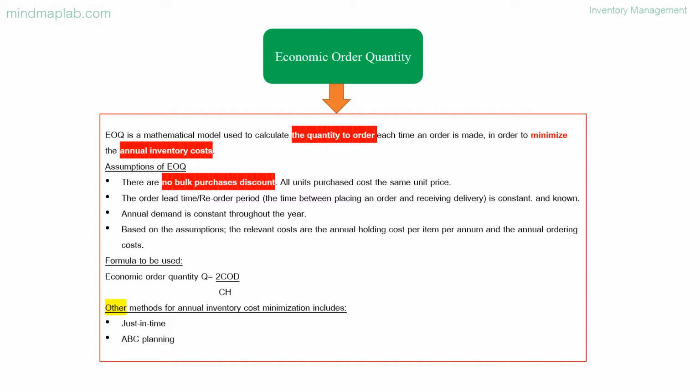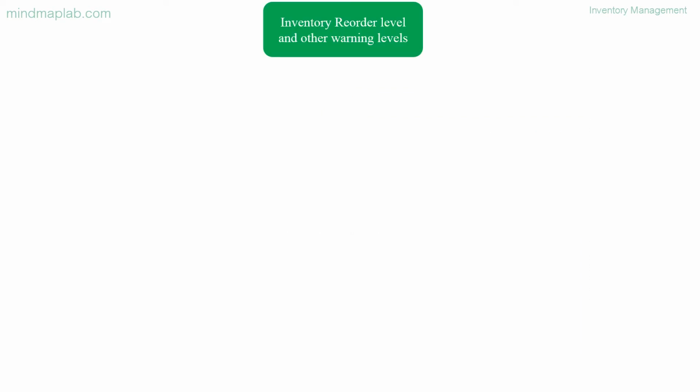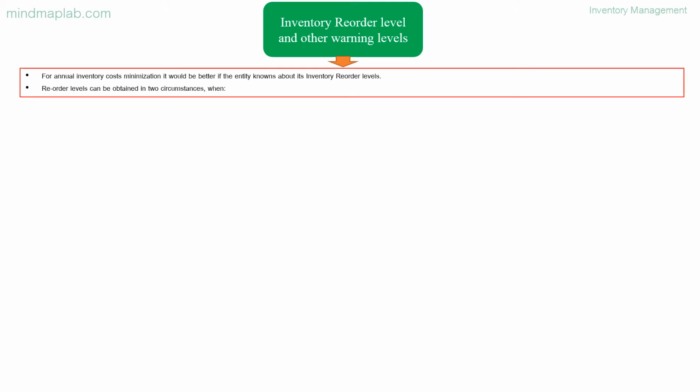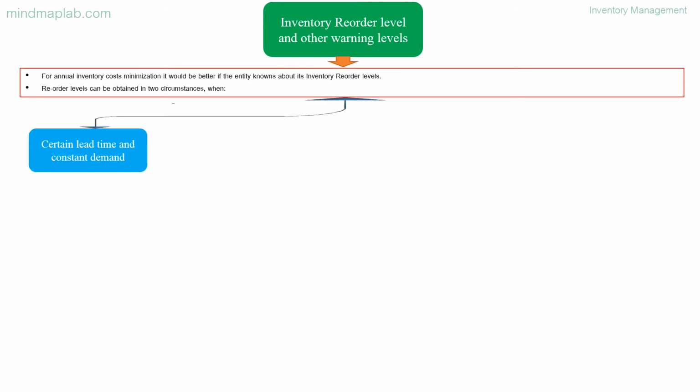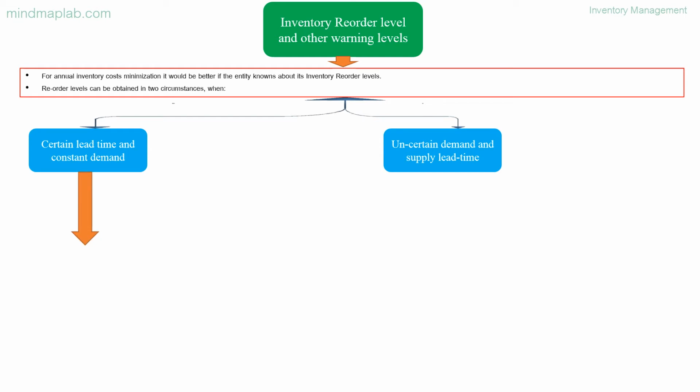Other methods for annual inventory cost minimization include just-in-time, ABC planning, inventory reorder level and other warning levels. For annual inventory costs minimization, it would be better if the entity knew about its inventory reorder levels. Reorder levels can be obtained in two circumstances: certain lead time and constant demand, or uncertain demand and supply lead time. Certain lead time and constant demand: reorder level is calculated as demand for material per day, week, multiplied by lead time in days, weeks.